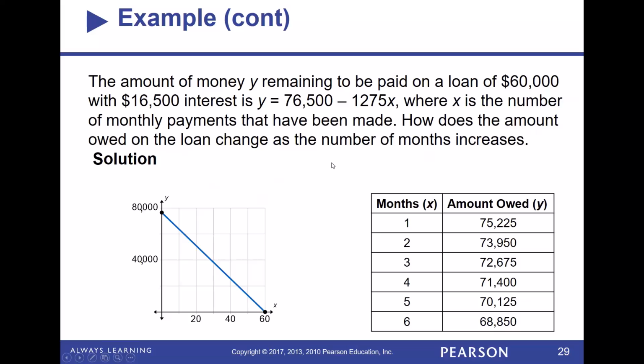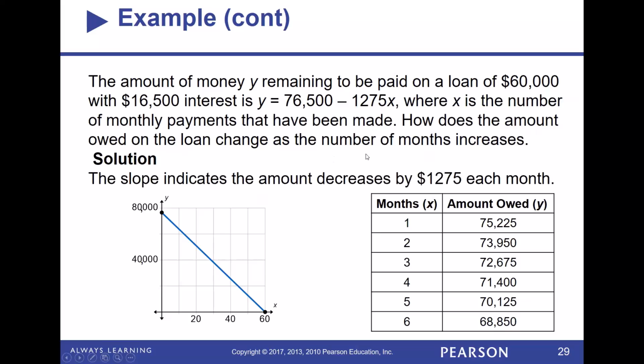Or you can basically go and look at the formula itself and we can say that the amount is changing by 1,275 a month, but it's doing it by a decreasing amount. So instead of me actually using the word negative there, you'll notice I said decreased by this amount. So decreasing by that amount is also the same thing as we see a negative 1,275 in the problem in front of X.